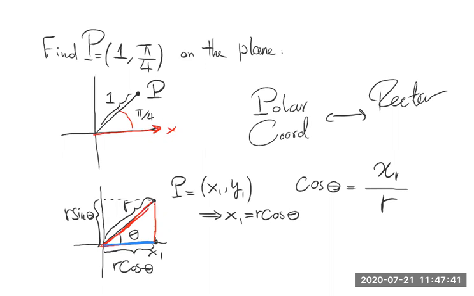What about sine? What is sine of theta? Well, in this triangle, again, sine is this side, but this side is equal to this side, which is y1 over r. So y1 is r sine of theta. This is the way to go from polar coordinates to rectangular coordinates, or vice versa. Now, we have the same thing in dimension 3.